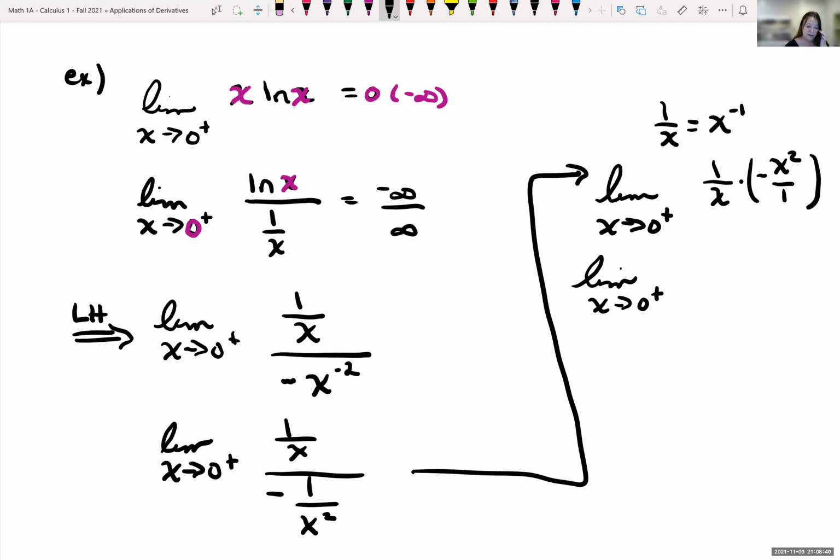And so we can simplify this. So we have negative x squared divided by x. That's going to just leave us with negative x. And so now looking at this, as x is approaching 0, that's going to be going to 0. Okay, so here's a case where L'Hopital's rule didn't work at first, but we were able to manipulate it a little bit so that we could use L'Hopital's rule.